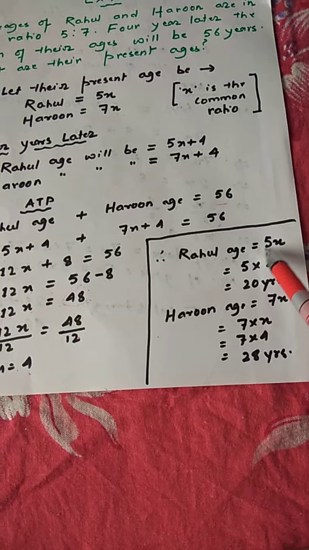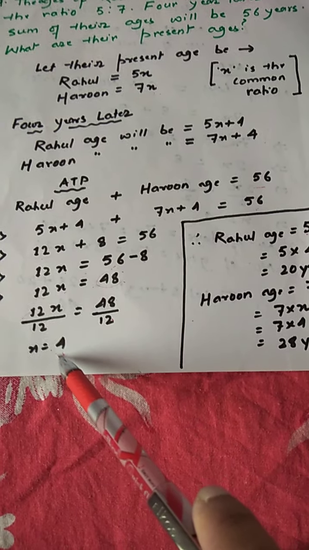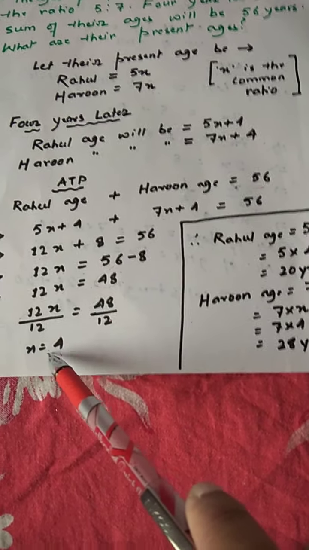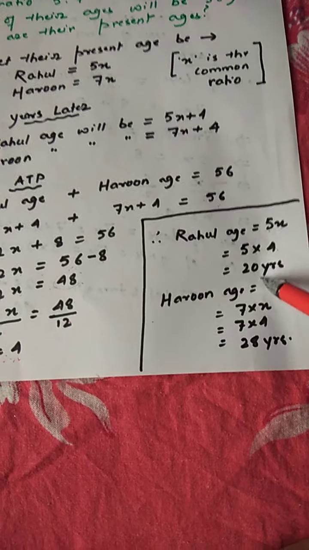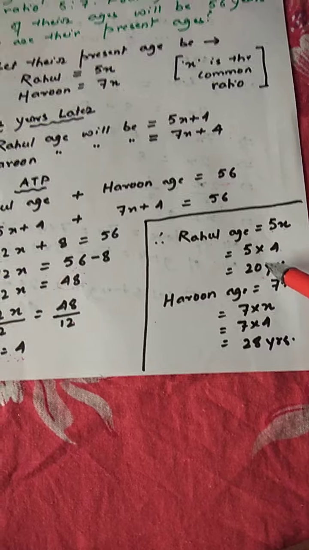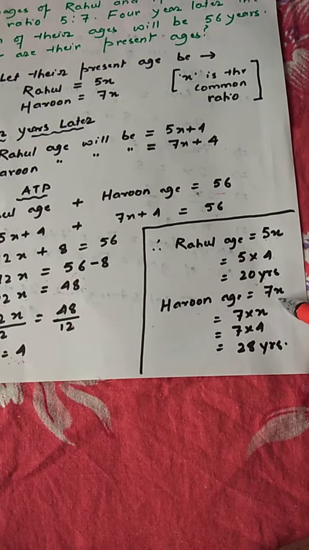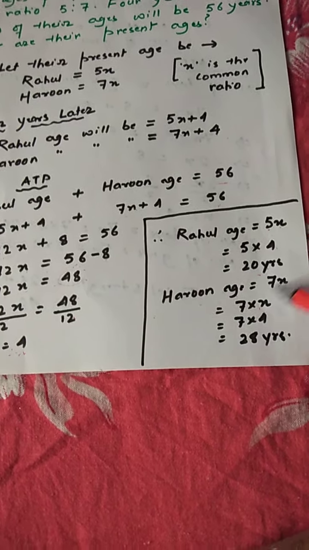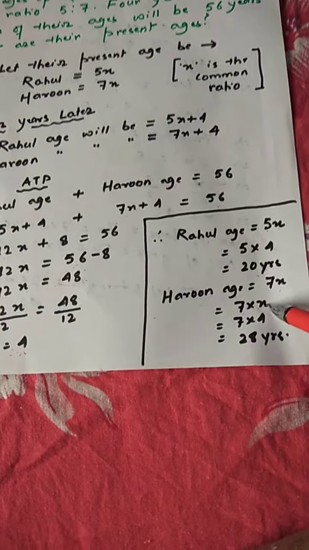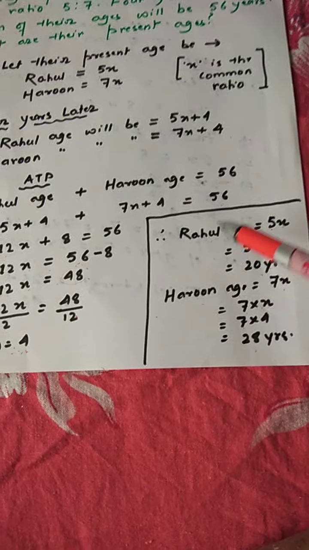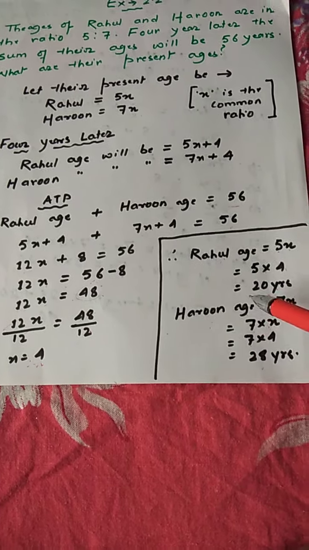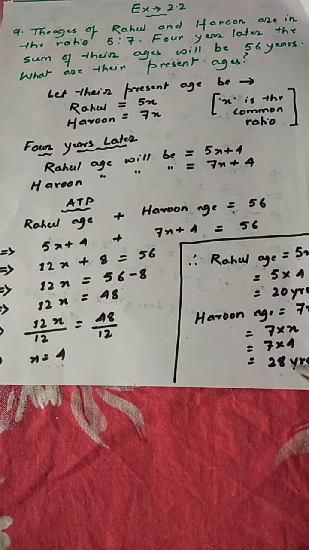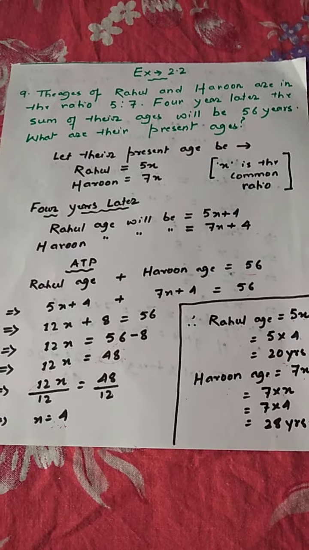Rahul's present age is what? 5x. We already know the value of x. Now we'll put this in, that is 5 into 4 is 20 years. So Rahul's present age is 20 years. Harun's age is 7x. So we'll use the value of x, that is 7 into 4 is what? 7 fours are 28. So finally Rahul's present age is 20 years and Harun's present age is 28 years. I hope you have understood. Now let's move on to question number 10.